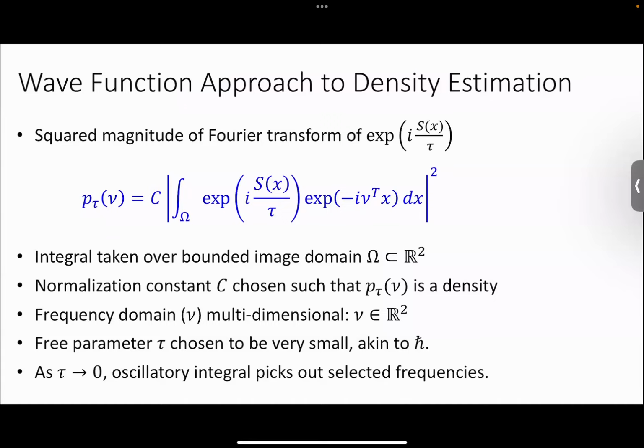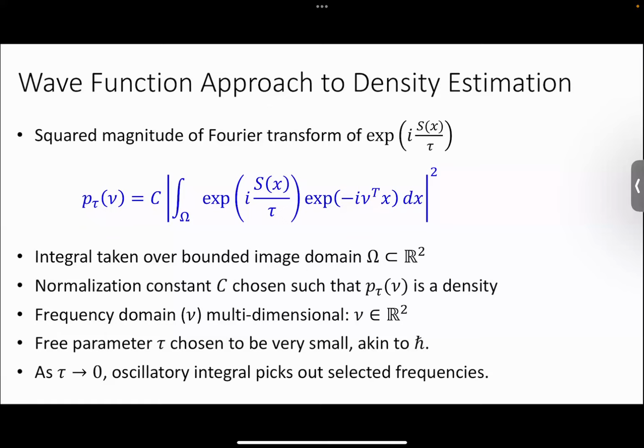By the way, I'm using tau here because tau is going to be a free parameter, which is going to be akin to h cross. For those of you coming from a physics background, you are going to expect that if I take the complex exponential of a Hamilton-Jacobi field, e to the i s over tau, the magnitude squared of this distance function, and also the Fourier transform of this complex exponentiated distance function, are going to be related to a density. And so that's what we're going to try and show you.